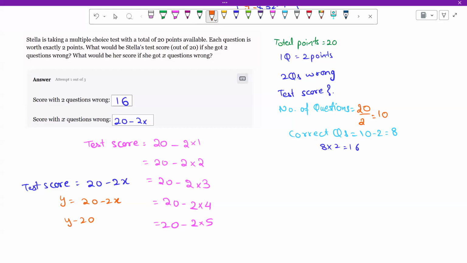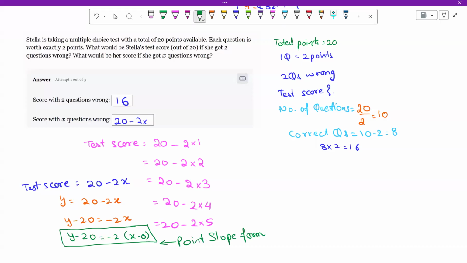Can we say this is y minus 20 is equal to minus 2x? Yeah. And now can we say this is y minus 20 is equal to minus 2 times x minus 0? Correct. And this is what is our point slope form. Any question in any part? No. Okay. Would you like for me to summarize it?